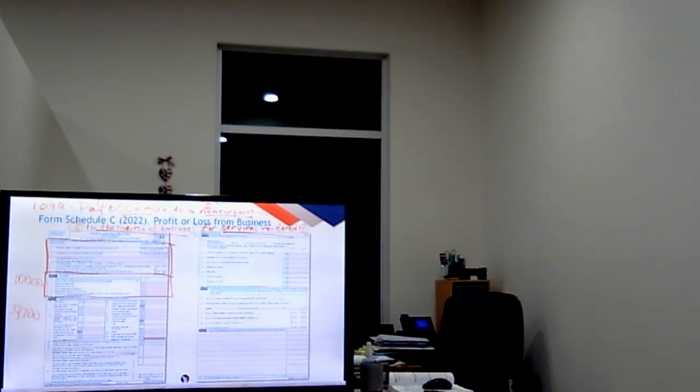But you could be under the standard deduction threshold, but still have a net income above that 400 and technically still have to file. Right. If this was 9,100 instead of 9,700, then I would have $900 net profit and I would still be required to file a tax return.